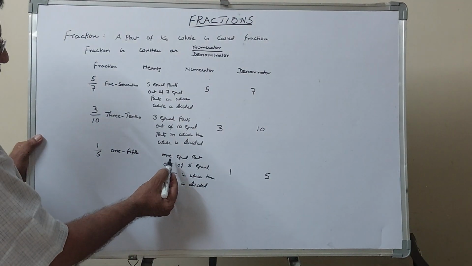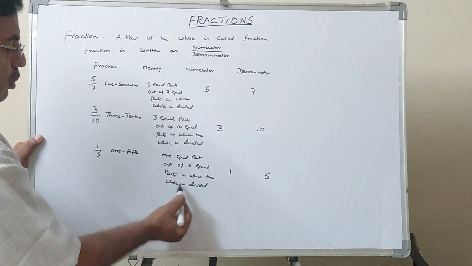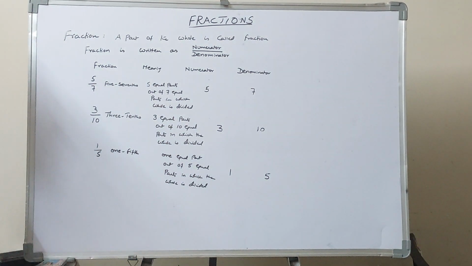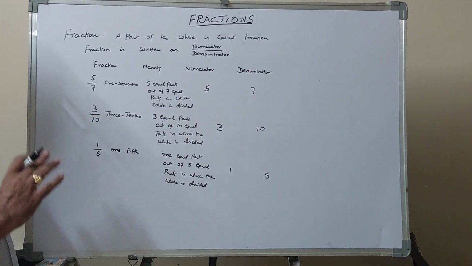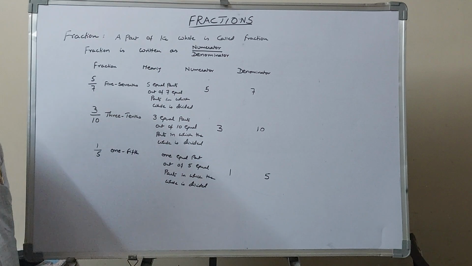1/5 means 1 by 5. 1 equal part out of 5 equal parts in which the whole is divided. So 1 is called the numerator and 5 is called the denominator. So this is the way of representing the fraction, and the meaning of the fraction is like this.